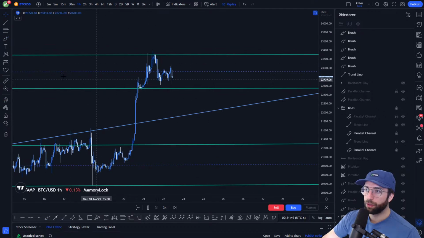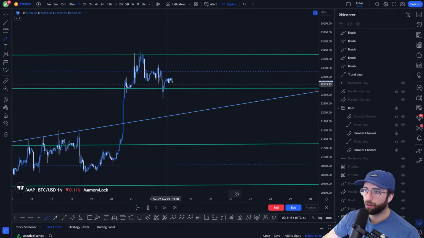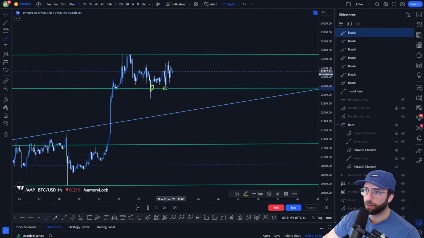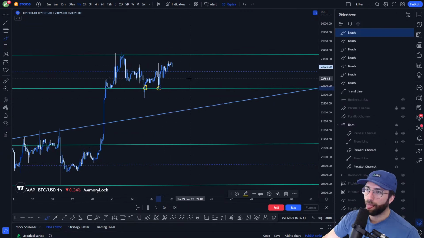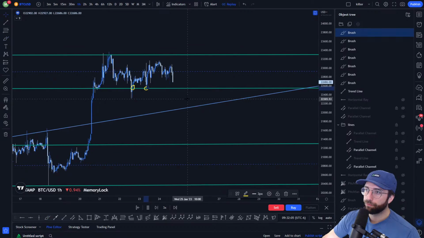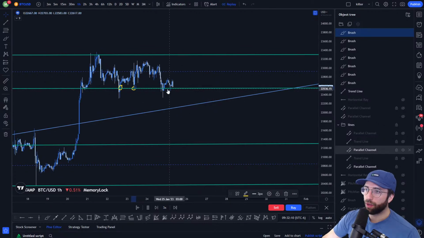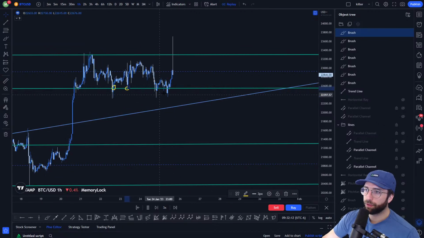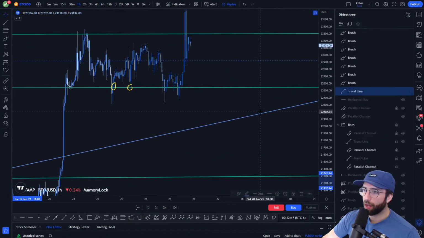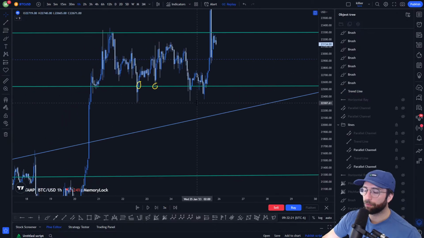Let's see. Okay, deviation. Caught the long here. Midline take profit. Long here, midline take profit. Okay, so this is the one that I want to talk about right here. This is it. I actually shorted in here and I got stopped out.